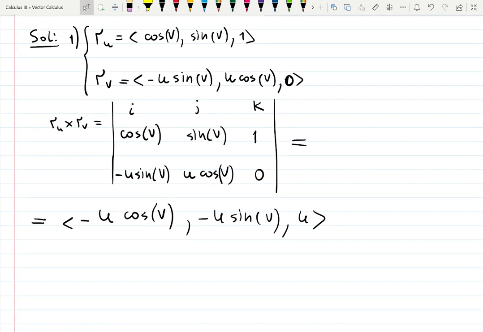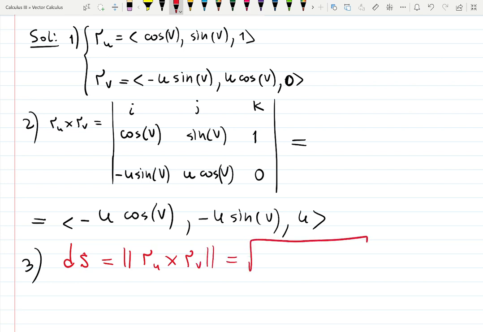So step 1, we found the derivative. Step 2, we found the cross product. Step 3, find dS. dS is the magnitude of whatever you just found. So we know how to do that. It will be a square root. Square each and add together.